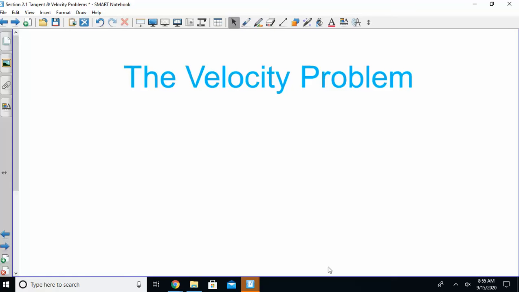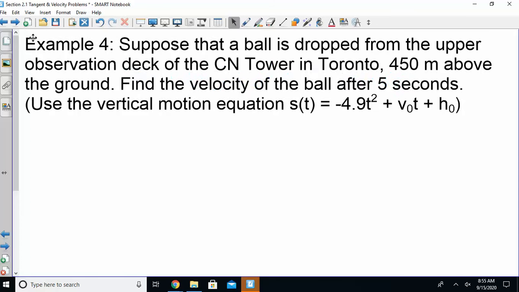If we take a look, I have an example here. So suppose that a ball is dropped from the upper observation deck of the CN Tower in Toronto, 450 meters above the ground. Find the velocity after 5 seconds.